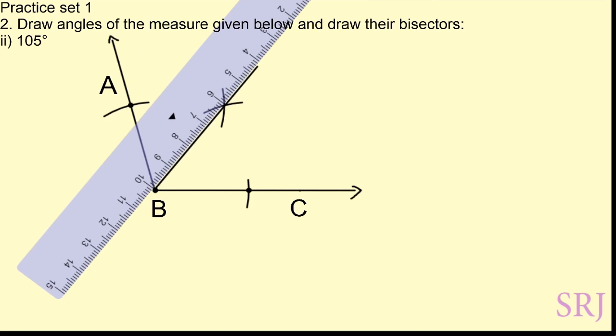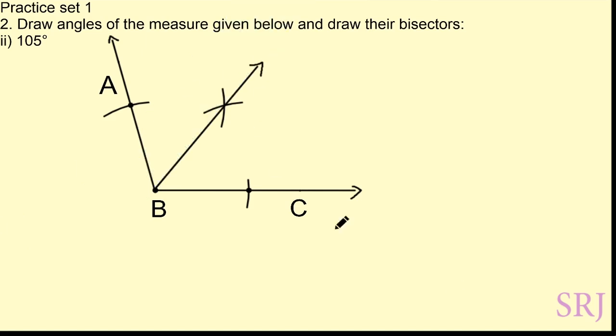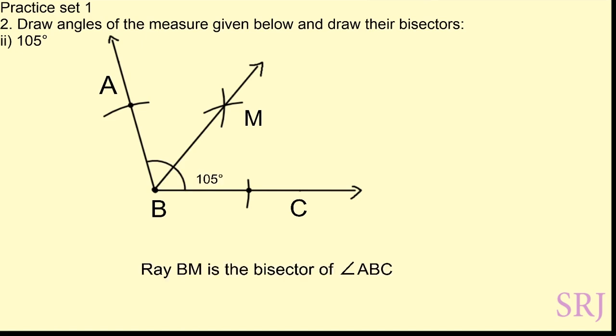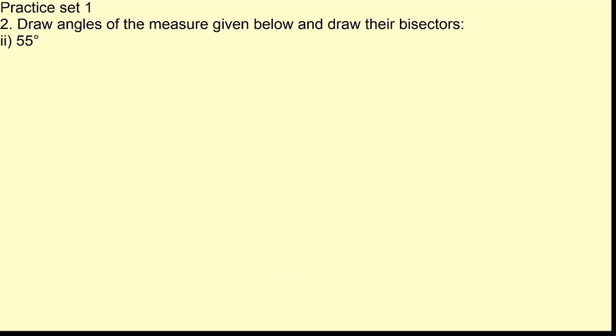Draw an arrow at the end of the angle bisector. Name the intersecting arc as M. Therefore, the measurement of angle ABC is 105 degree. Ray BM is the bisector of angle ABC. Question number 2 is 55 degree.